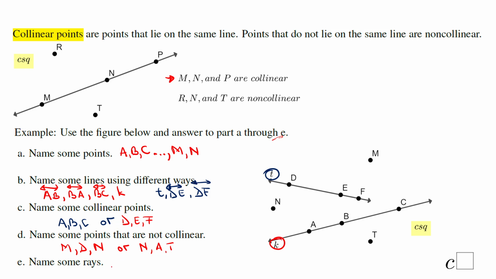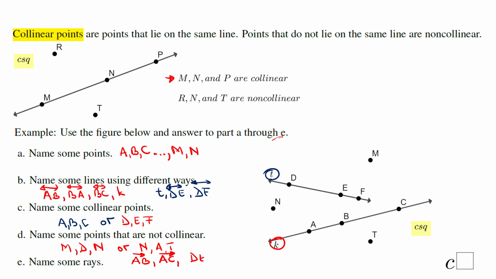Last part, name some rays. So what are some rays here? Let me start with AB, since we started with AB. You see the notation, very important. The same ray will be AC. It's the same ray as AB, just using a second point, a different point C, to name that ray. Of course, we can move up to the other one and say DE is a ray.